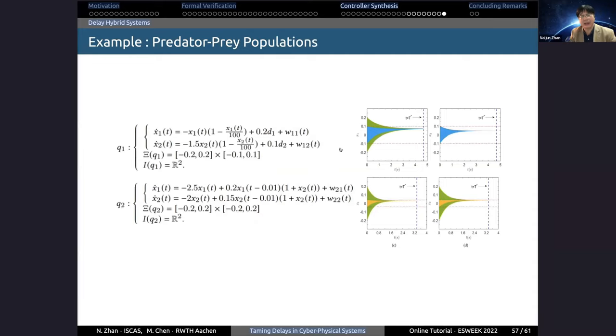Here we give an example about predator-prey populations. Here there are two modes, Q1 and Q2, which stand for different seasons. In different seasons, the predator and the prey have different change dynamics. What we need to do is keep the balance of the population between the predator and the prey across these two seasons.